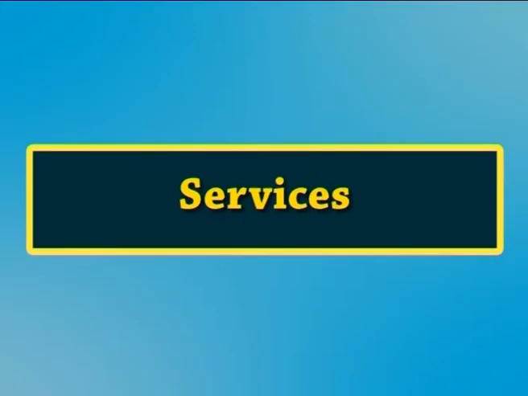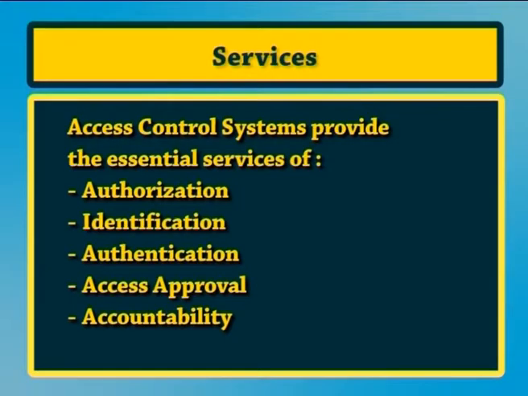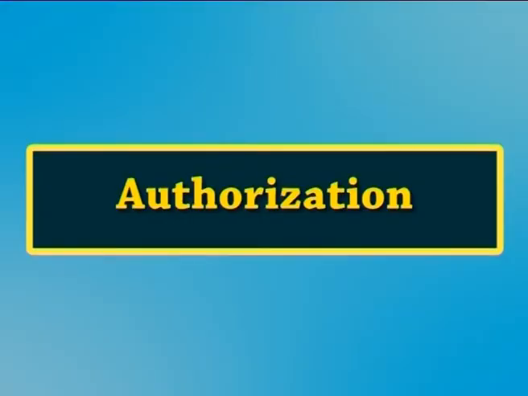Next is services. Access control systems provide the essential services of authorization, identification, authentication, access approval and accountability, where identification and authentication ensure that only legitimate subjects can log on to a system, where access approval grants access during operations by association of users with the resources that they are allowed to access based on authorization policy, and accountability identifies what a subject did.